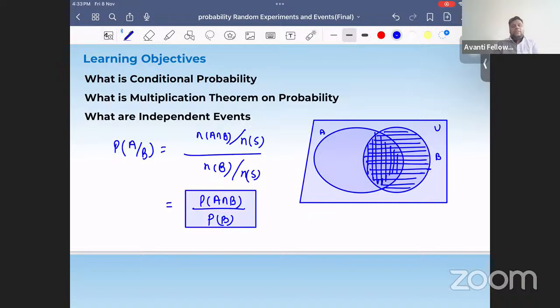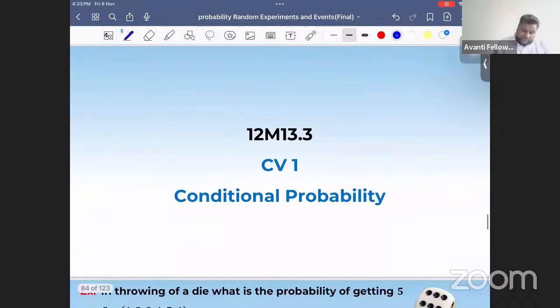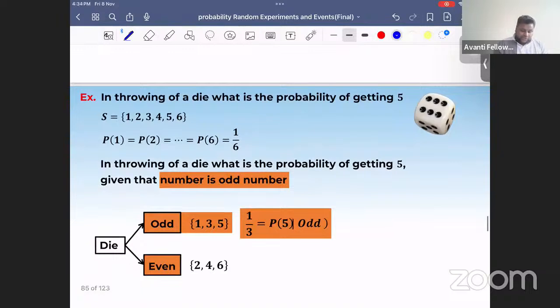Am I correct? So probability of A intersection B upon probability of occurrence of B. This is what we call conditional probability. Like they have mentioned, in throwing a dice, what is the probability of getting 5? I know it is 1 by 6. Now in throwing a dice, what is the probability of getting 5 given that it is an odd number? While it has been mentioned that it is an odd number, your sample space now shrinks to 1, 3, 5. Now out of that, getting 5 is what? 1 by 3. Got it?